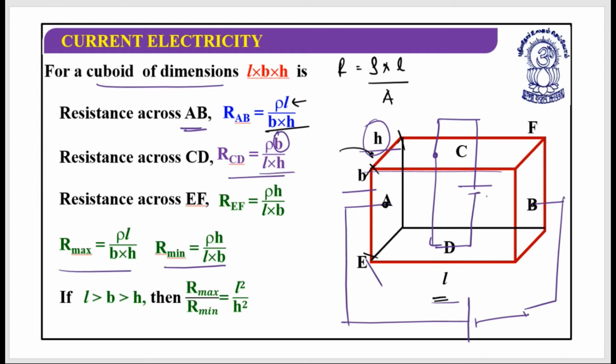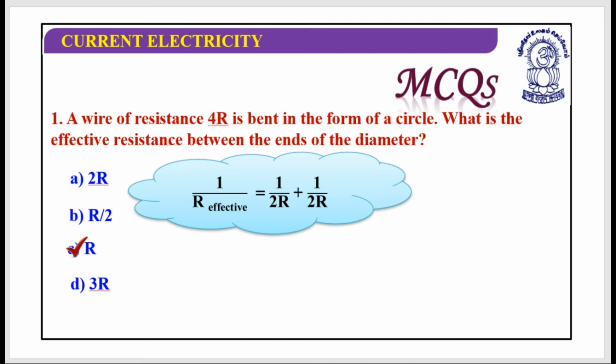Let's have a look at some of the MCQs and then practice questions. Suppose a wire of resistance 4R is bent in the form of a circle. What is the effective resistance between the ends of a diameter? Okay, so let's have a look. This is the wire and it has been converted to a circle, and this wire has a total resistance of 4R. What is the effective resistance between the ends of the diameter?